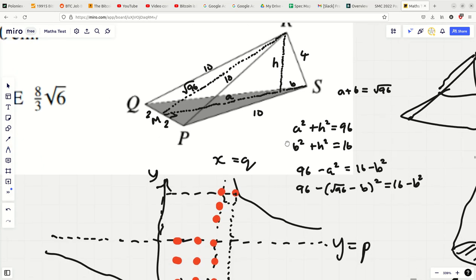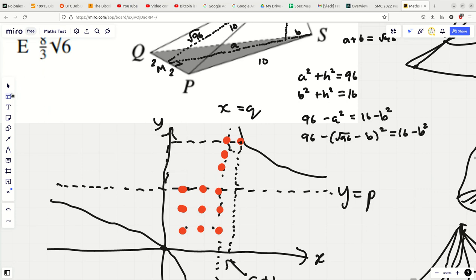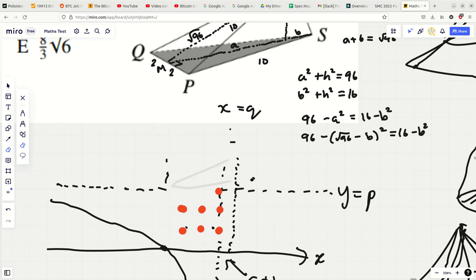It's annoying. I don't want to rub out that lovely diagram, but I'm going to have to. One second. Okay, come on, move away.